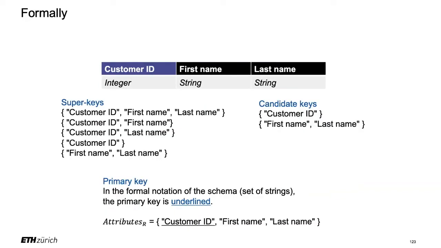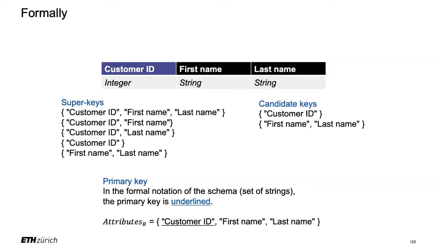Okay. Now, formally, this is basically the sort of analysis we can do in a table. We can list the super keys. So I wrote them down here: customer ID, first name, last name, and so on. The candidate keys are customer ID and first name, last name. And the primary key, we're going to pick customer ID.